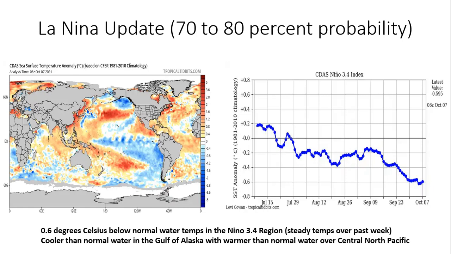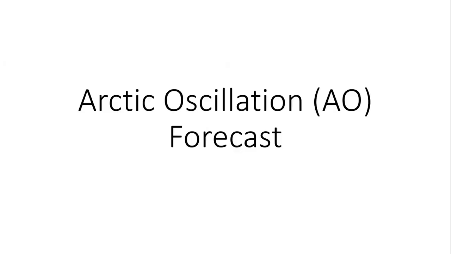Additionally, on that graphic on the left, you'll notice warmer than normal water temperatures up off Nova Scotia, over the North Atlantic, off the northeastern coast of Canada, into Hudson Bay even. So we've got to keep an eye on this. I'm watching it and monitoring it very closely. So now let's move to the Arctic Oscillation forecast.